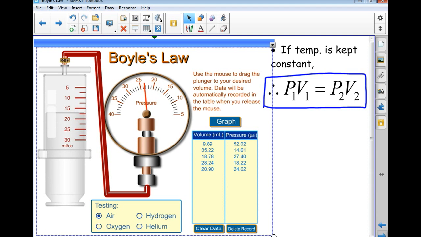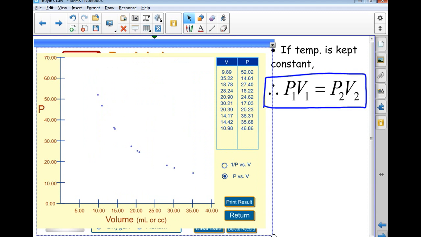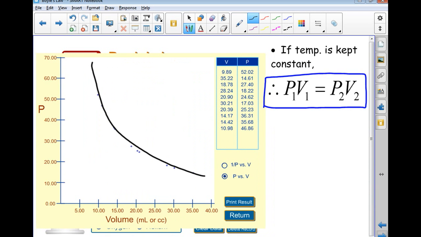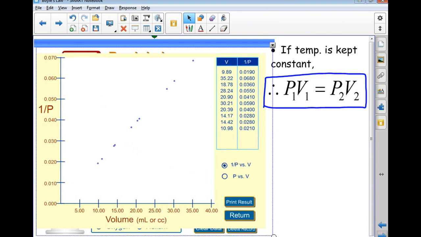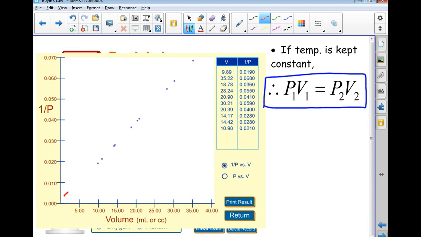So if I do this a whole bunch of times, you can see there's a data table that's being created on the right here. Now if we graph this data, we can see that we have sort of a curve shape going on here to indicate the inverse relationship. That's really hard for us to use math-wise, so we use the inverse. So 1/P versus V. And as you can see, we're getting a straight, predictable line.